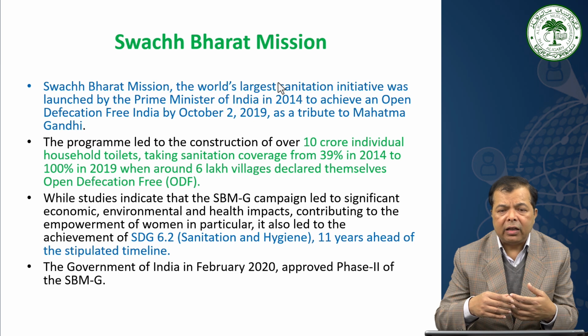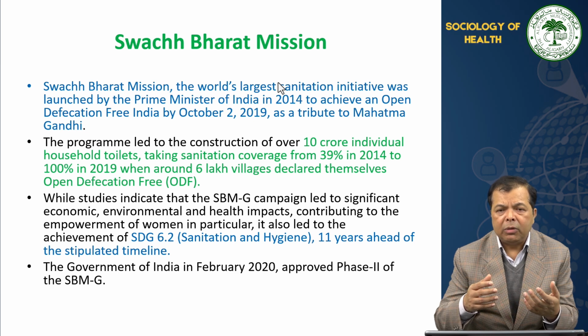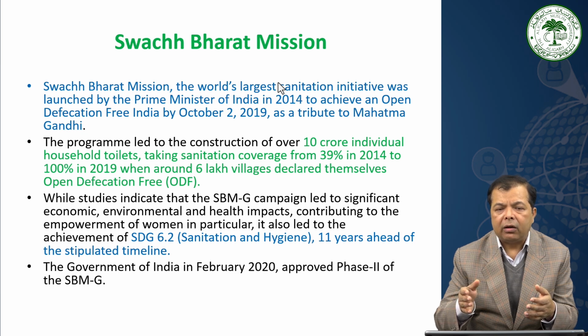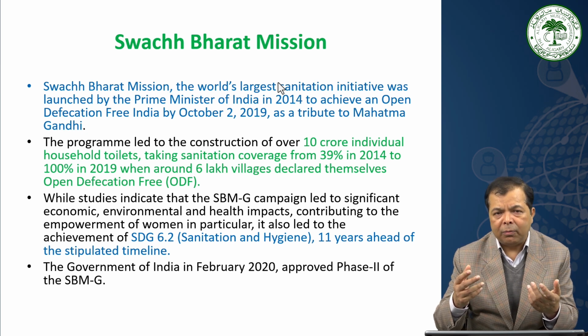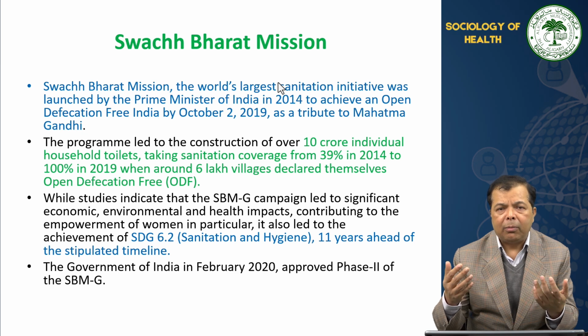While studies indicate that the Swachh Bharat Mission Grameen campaign led to significant economic, environmental, and health impacts, contributing to the empowerment of women in particular, it also led to the achievement of SDG, that is Sustainable Development Goal 6.2, which is related to sanitation and hygiene, 11 years ahead of the stipulated timeline. So this is a very major achievement of India in terms of ensuring sanitation and hygiene in public life.